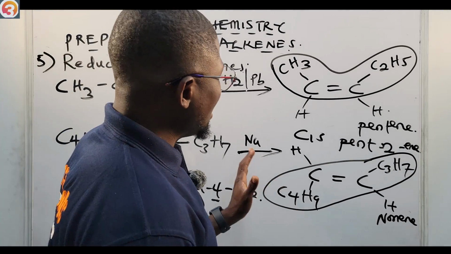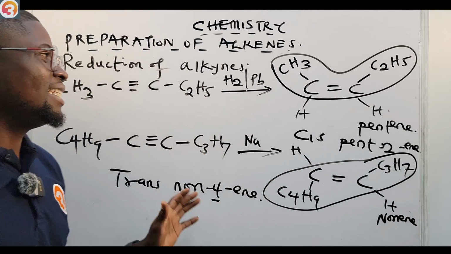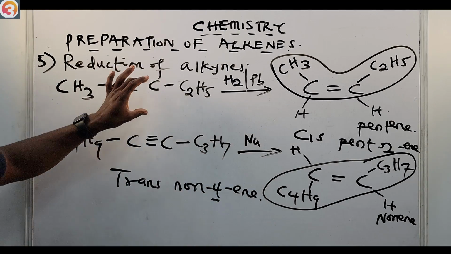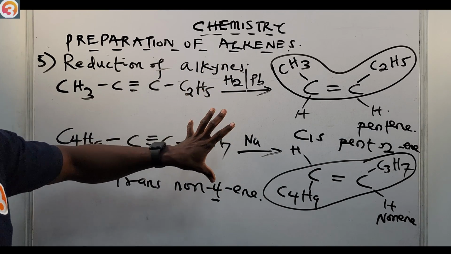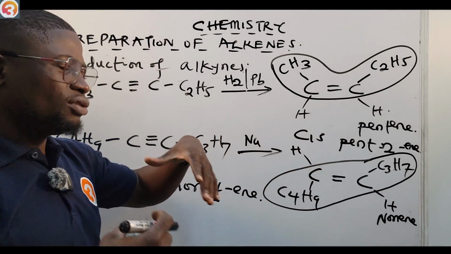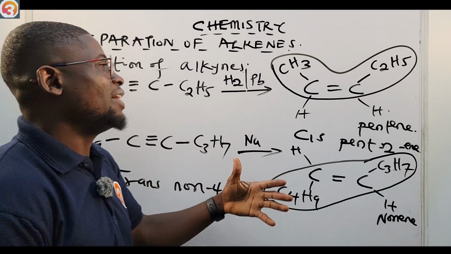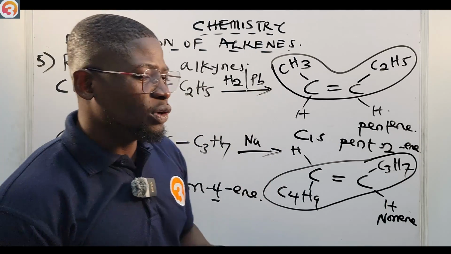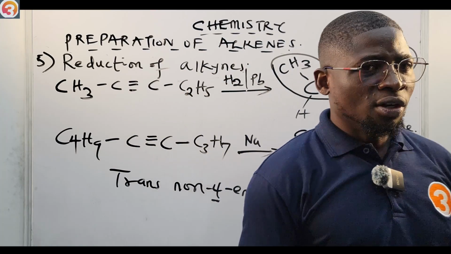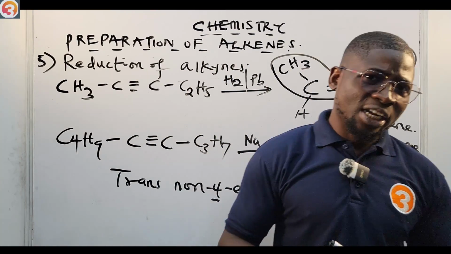All right, so now this is very, very easy. But the important thing here is to know that the catalyst that we use depends on what the product will be. That's what lets us know whether we're going to have a trans structure or a cis structure. So these are some of the ways you can prepare alkenes. In the next class I'm going to talk about the reaction of alkenes.